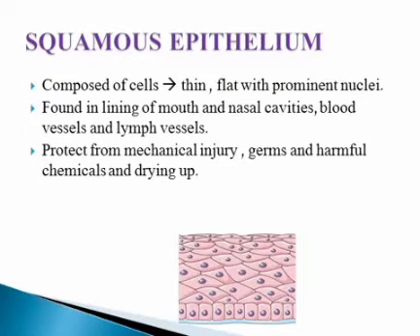Squamous epithelium tissue. These tissues are composed of cells which are thin, flat with prominent nuclei. This type of squamous epithelium is found in the lining of mouth and nasal cavities, blood vessels and lymph vessels. Where can you find this? You can find this type of squamous epithelium in the lining of mouth and nasal cavities, blood vessels and lymph vessels.